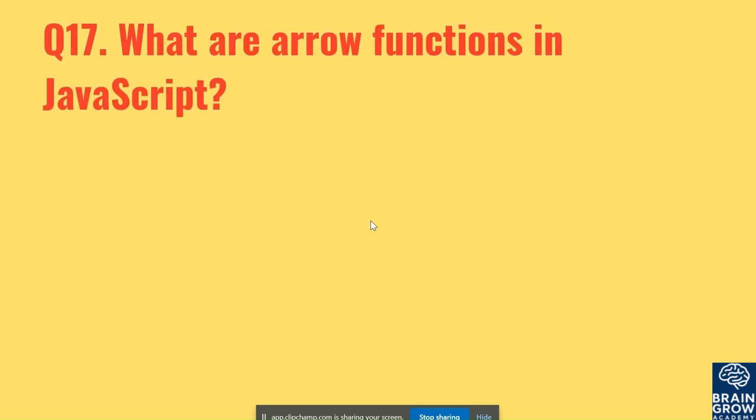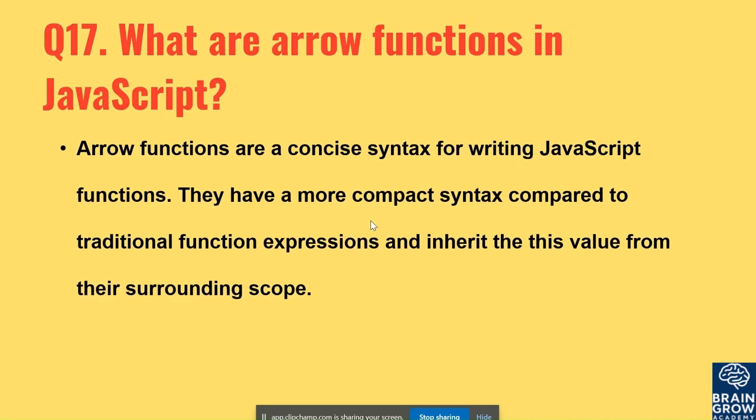What are arrow functions in JavaScript? Arrow functions are a concise syntax for writing JavaScript functions. They have a more compact syntax compared to the traditional function expression or declaration, and inherit the this value from their surrounding scope. We already discussed arrow functions in a brief video.